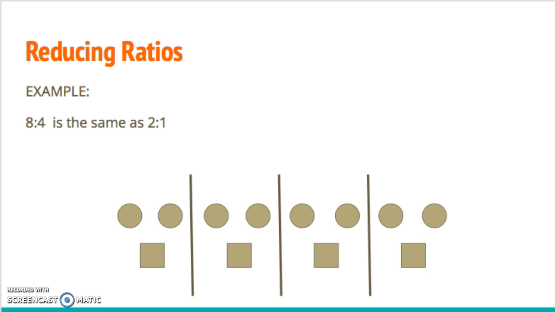Reducing the ratio, we have some groups. As you can see, I put some lines in between the circles and squares, and we have 4 groups of the same elements. So now we have 2 circles for every 1 square. So now we have the ratio reduced to 2 to 1. Again, if you didn't have this drawn out, you would be able to look at 8 and 4 and say, I can divide both of those by 4 and get a ratio of 2 to 1, and it would mean the same thing. 2 circles to 1 square, or 8 circles to 4 squares.